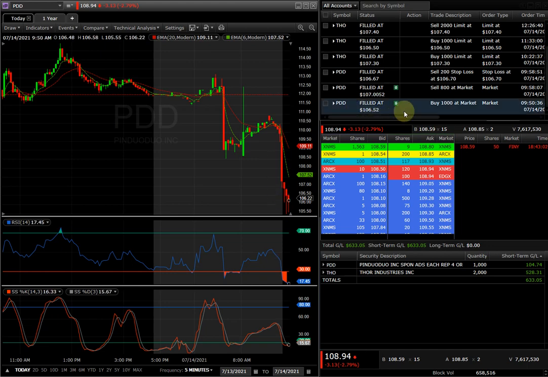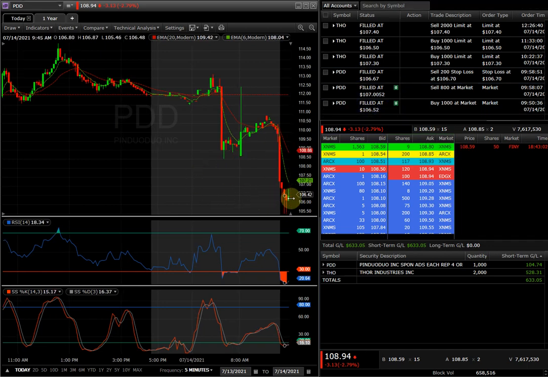So I decided to enter 1,000 shares at 106.50. I entered on this candle right here. My sell target was 107, maybe a 50 cents bounce, because remember, gap down, most of the time it continues to go down. That's just the nature of how gap down works. So I'm not very optimistic about it.